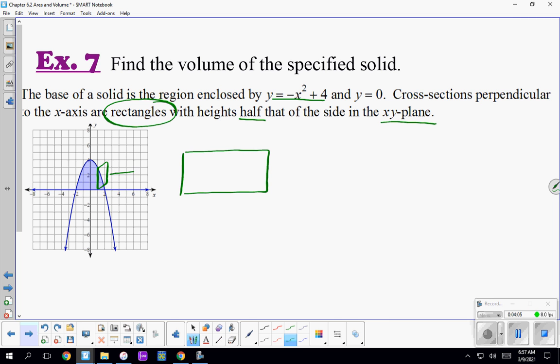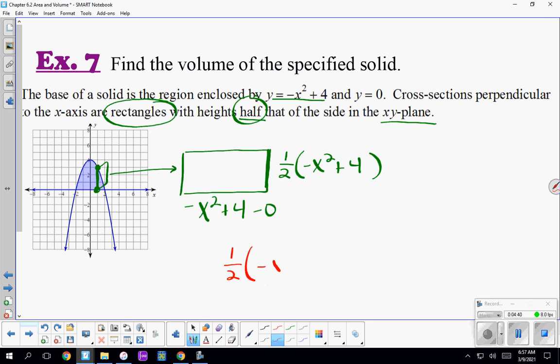And I'm just going to take this rectangle here, and I'm drawing it out bigger, kind of flat. The base length is always my function minus my bottom function. So in this case, it's going to be -x squared plus 4 minus 0. And then it says the height here is half of this side in the xy plane. So half of whatever we have on the graph. And now, since we're dealing with a rectangle, the area of that rectangle is going to be length times width, or 1/2 (-x squared plus 4) times my length, which is -x squared plus 4.